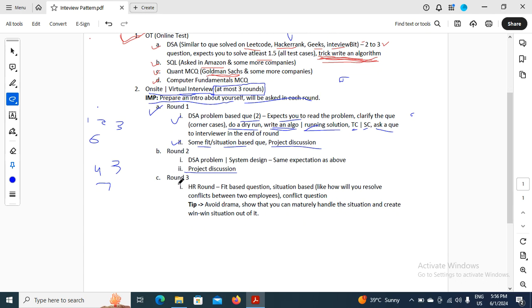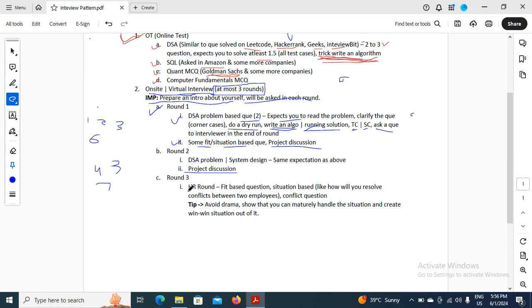Then the third round. Once you clear, all of these are eliminating rounds. So the first round is important. Then the third round is the HR round. Again, there might be one more extra round here, but for freshers, there will not be any system design round. So then the HR round.